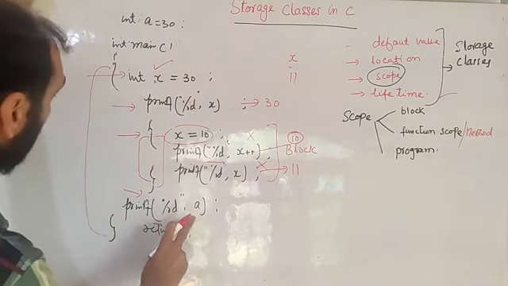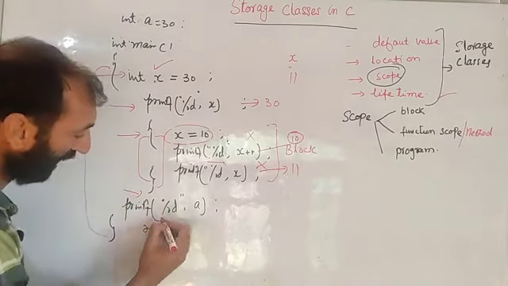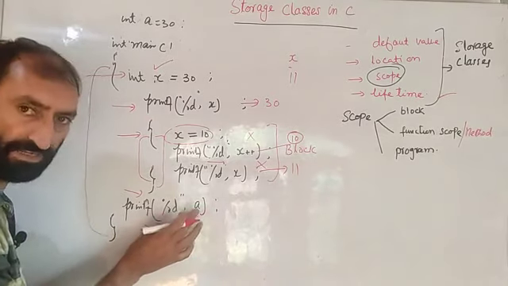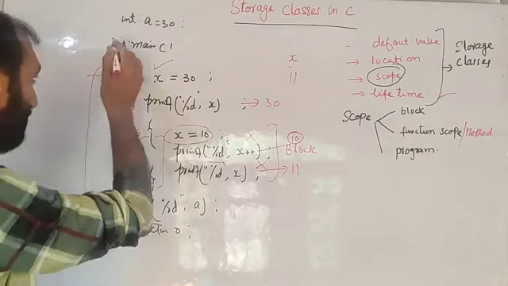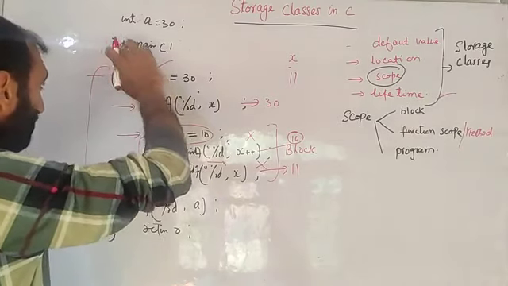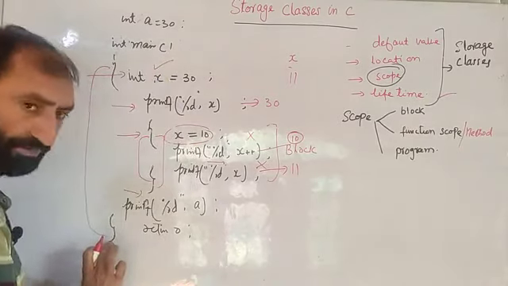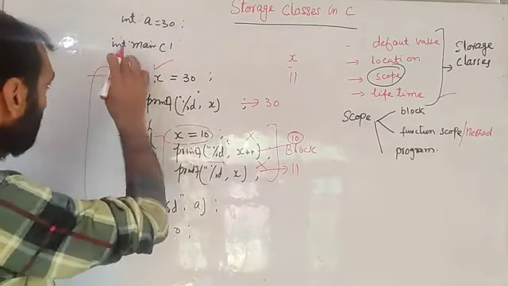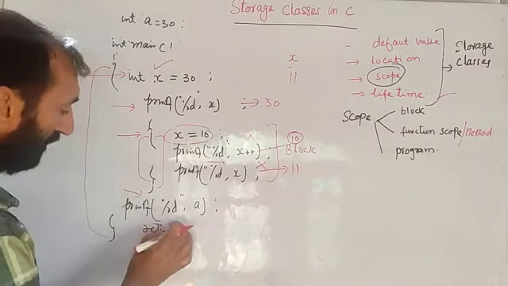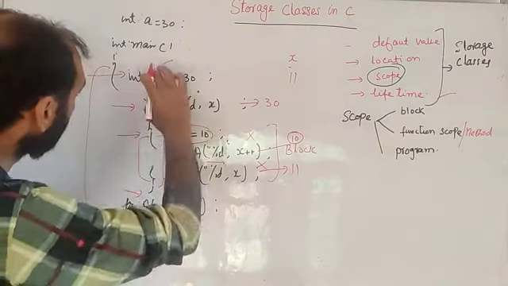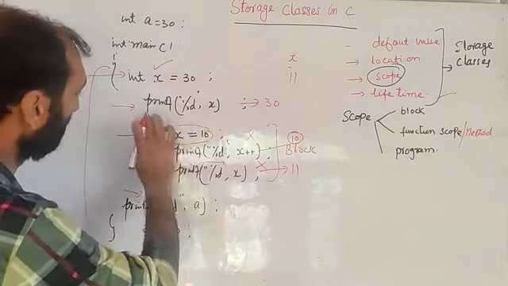printf %a. Here I want to print the value of a. But the lifetime of this main function is from here to here, because the main function starts from this opening brace and goes up to this closing brace. But in this program, I have not declared a anywhere. A is nowhere. Take care.